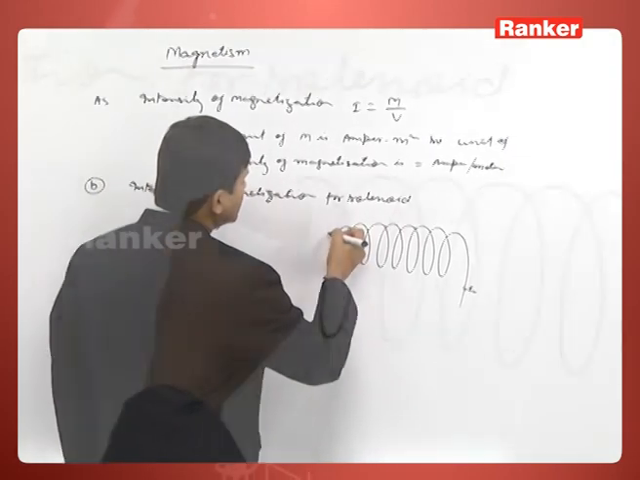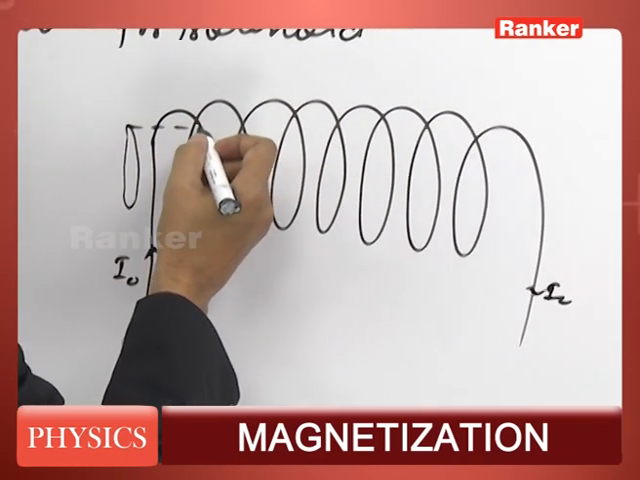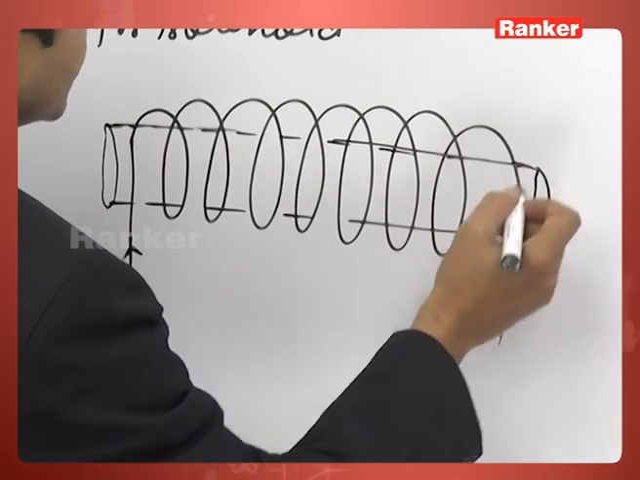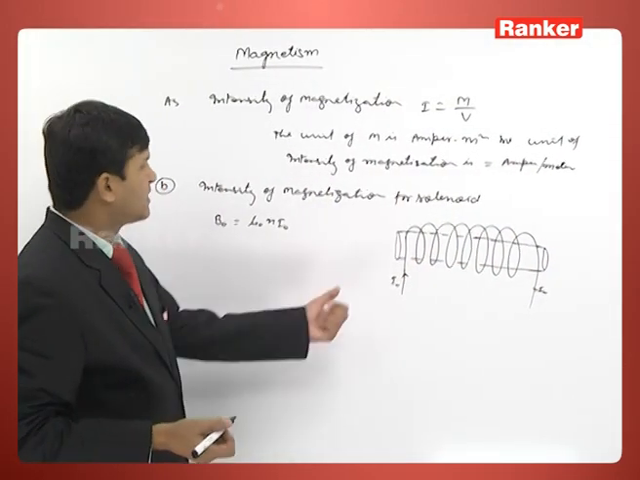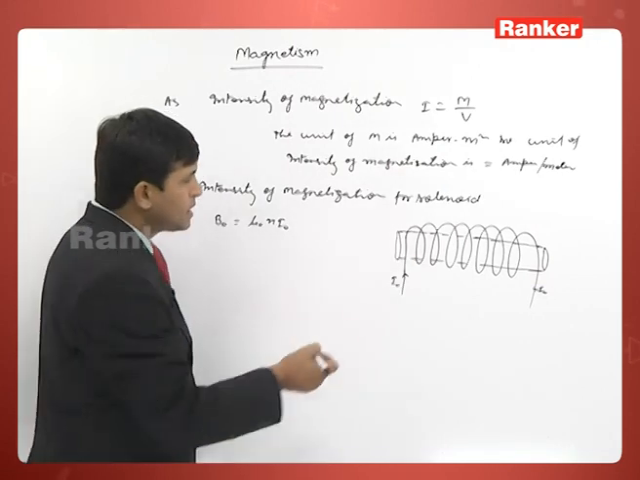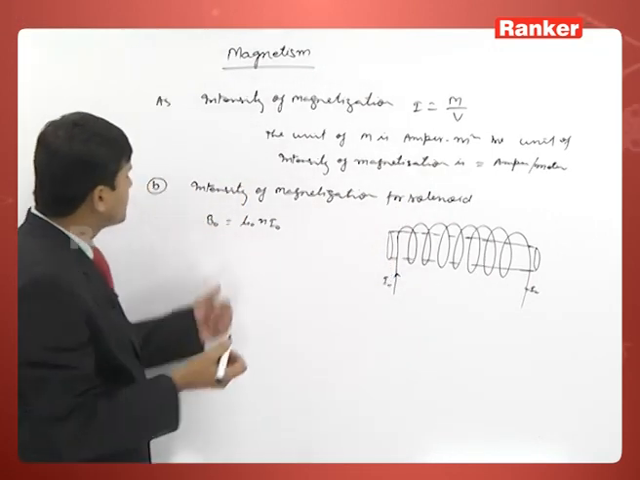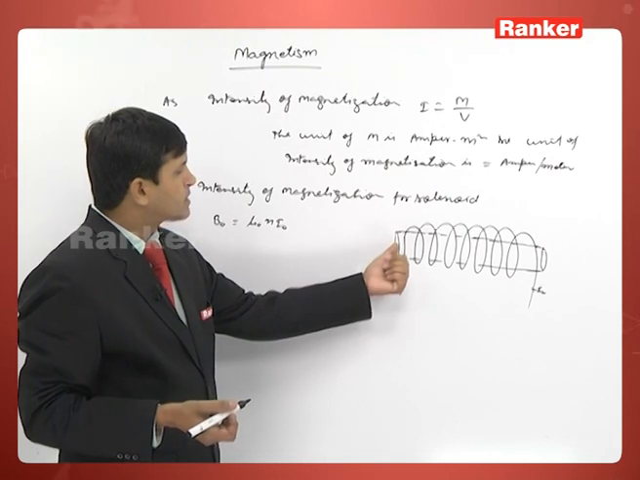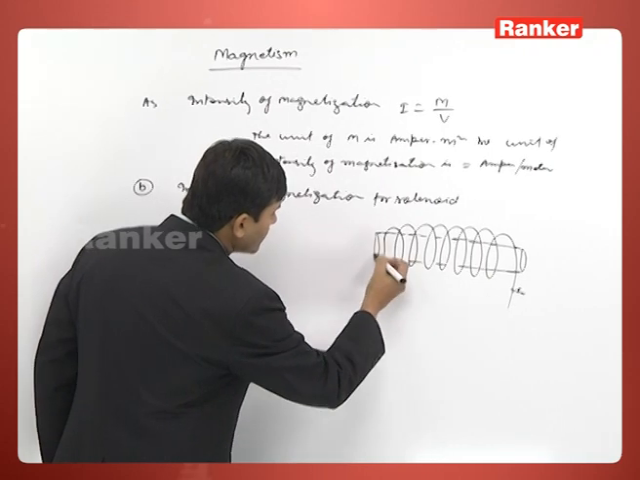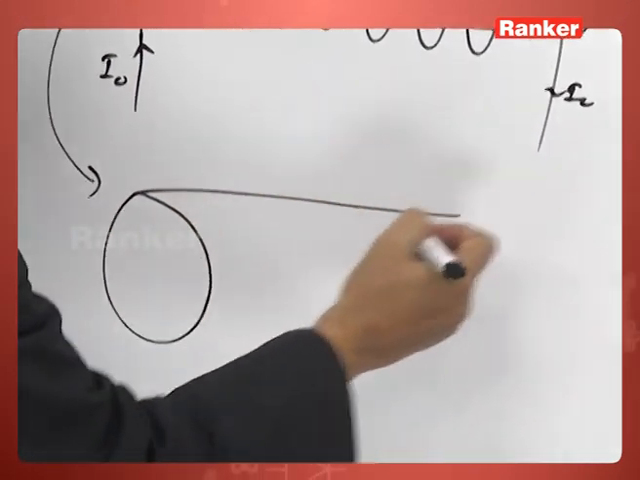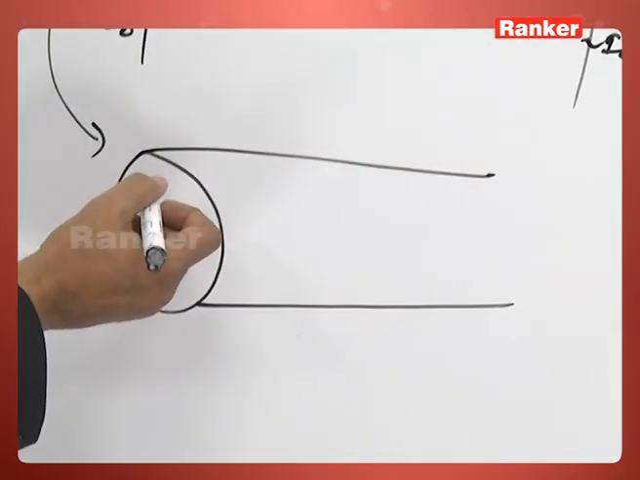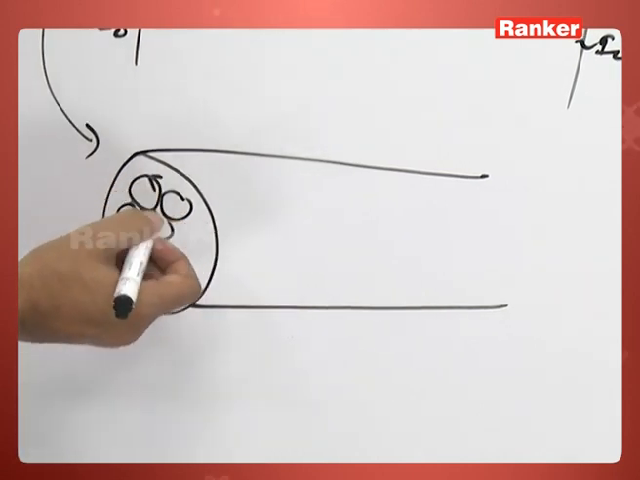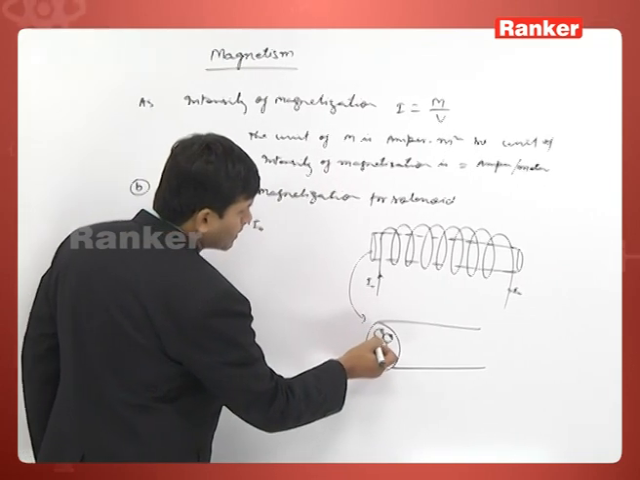Now, suppose a rod of magnetic material has been kept inside the solenoid. Due to the effect of the magnetic field produced by the solenoid, the atoms of the rod get ionized and these atoms get magnetized. If I look at the cross-sectional view of the rod, let this be the rod which has been kept here. In this rod, each atom acts just like a current carrying solenoid or current carrying loop.